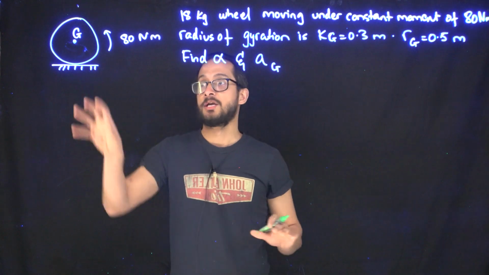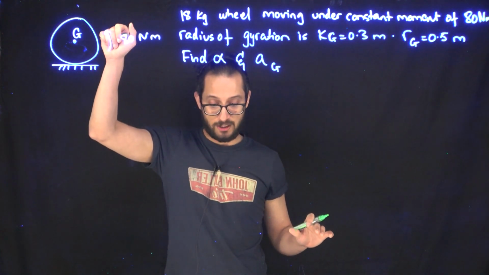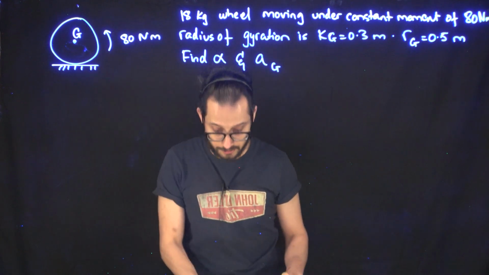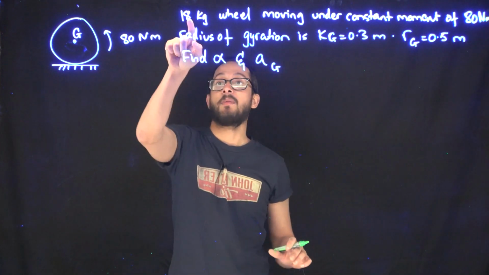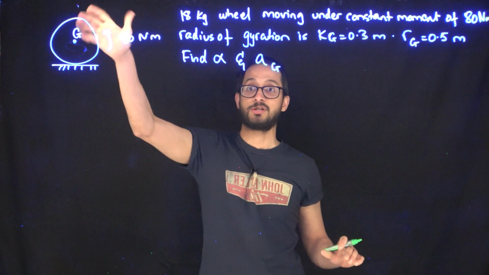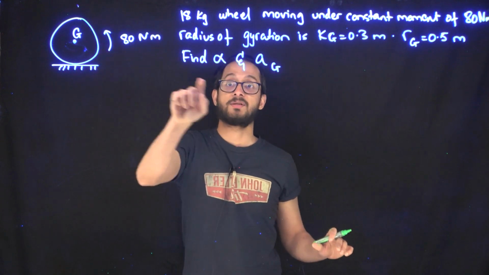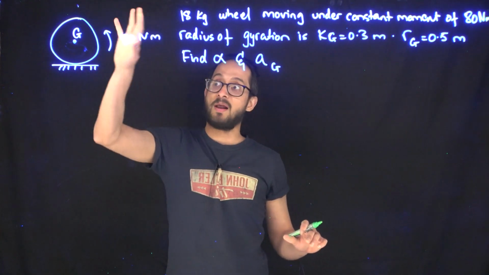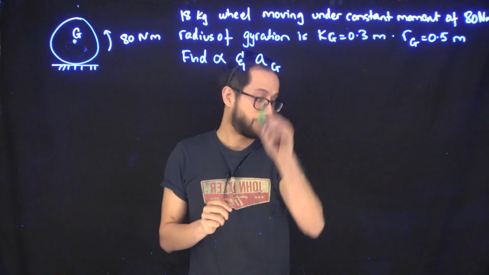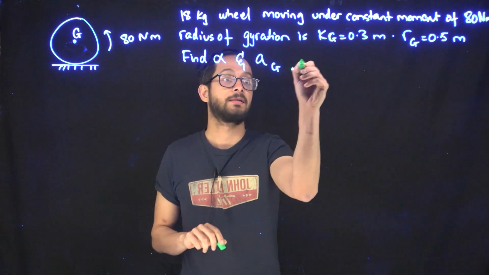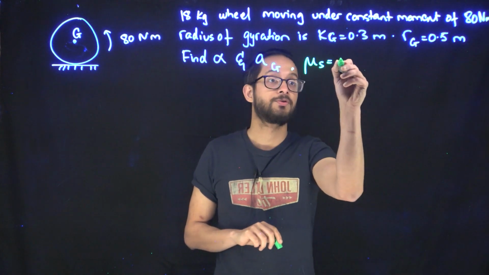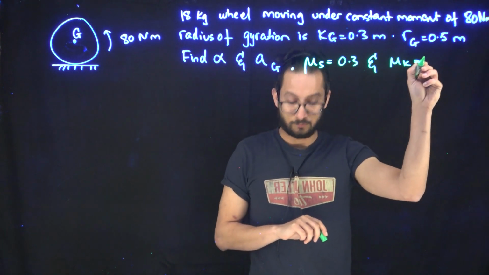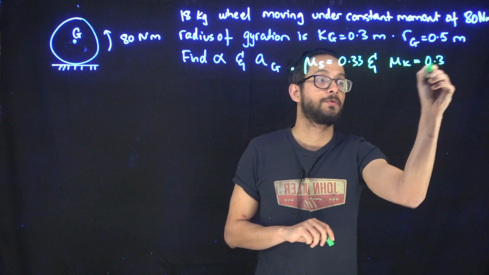So what you have is this wheel, which is basically moving. You're also given that the mass is 18 kilograms and it has a moment applied to it, and it is just left on this surface. You're asked to find the angular acceleration and the acceleration of the center of gravity G. Also, there is friction: mu s is 0.33 and mu k is equal to 0.3, right?